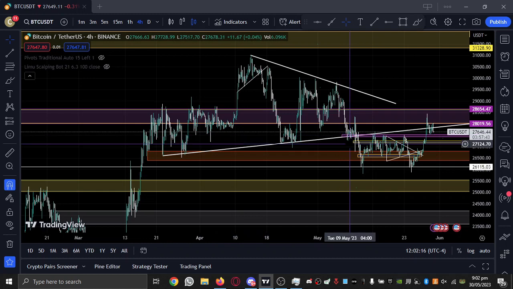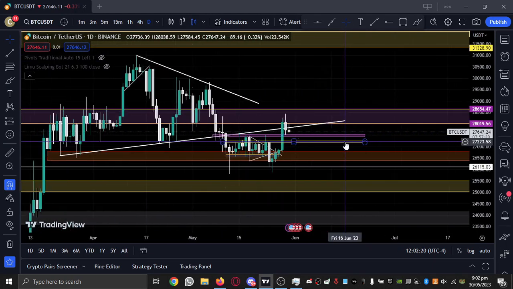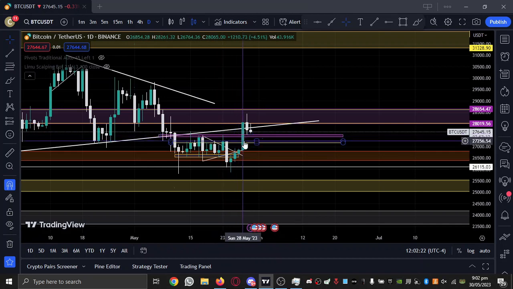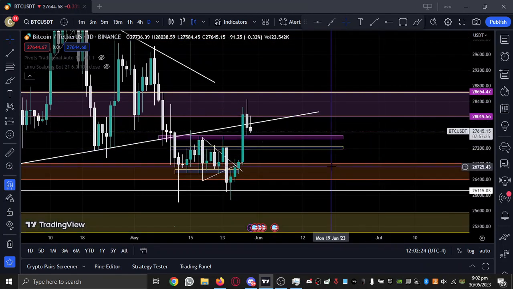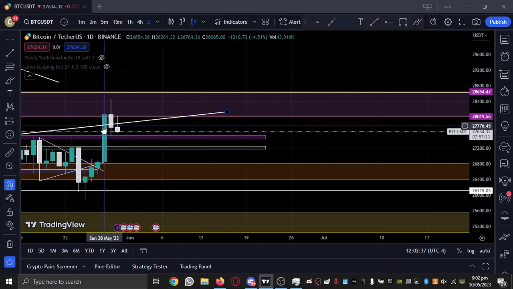If we apply this to the charts and I open up the daily chart, as you can see, this is the major daily candle, and if I enlarge it a bit, it started from here and it pumped all the way up till here. This is the upper wick of the candle and this is the lower wick of the candle. It basically shows the range of movement and this is the body of the candle.